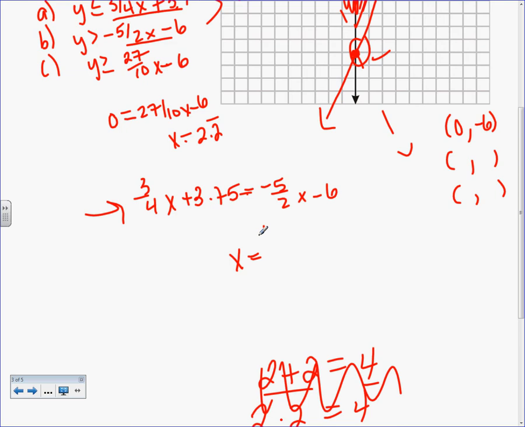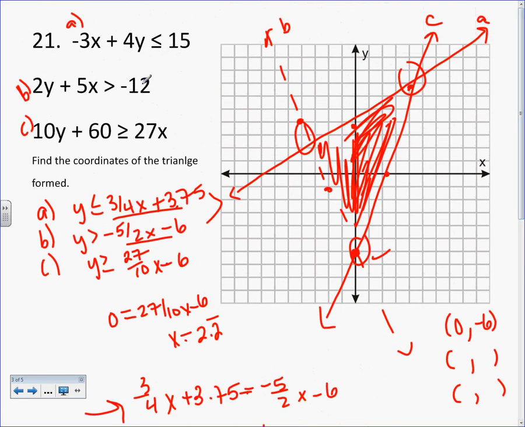Anybody? Thank you. -3. Did anybody not get -3 and need help? Are you sure? So if that's x, can't I plug it back into either of these and get y? Right? Either way, it doesn't matter. You need to pick whatever you're more comfortable with.